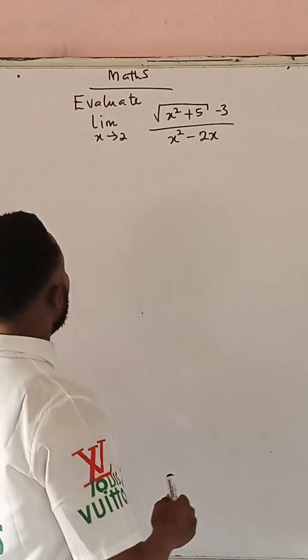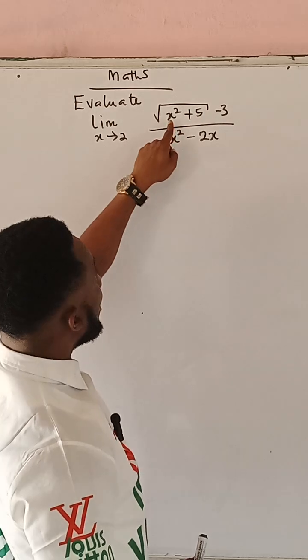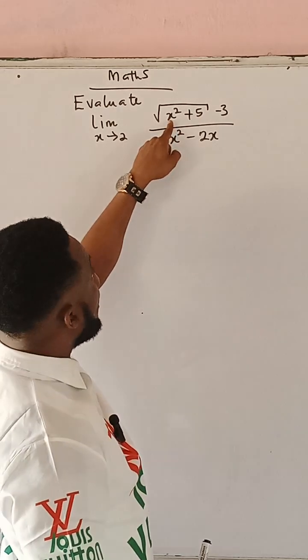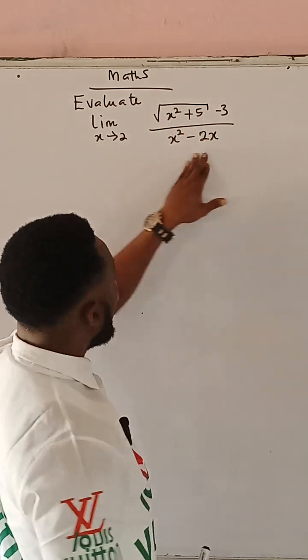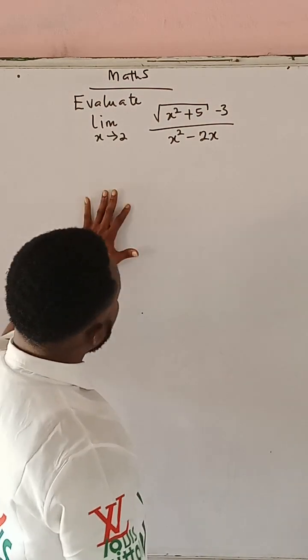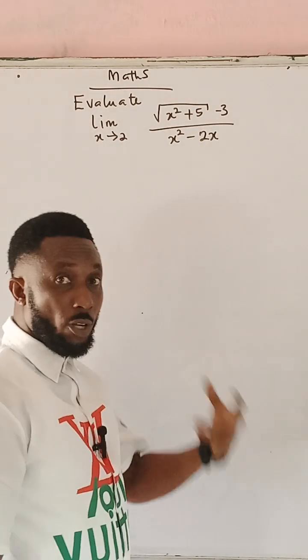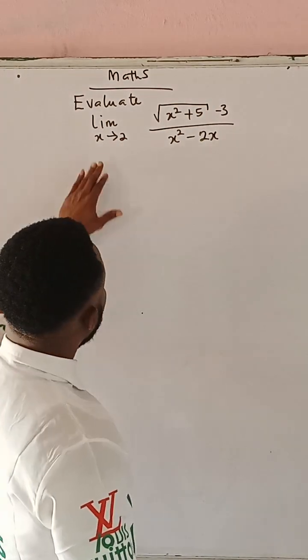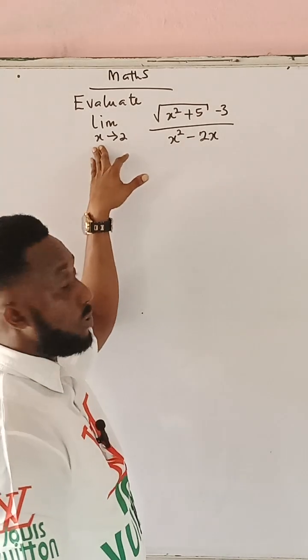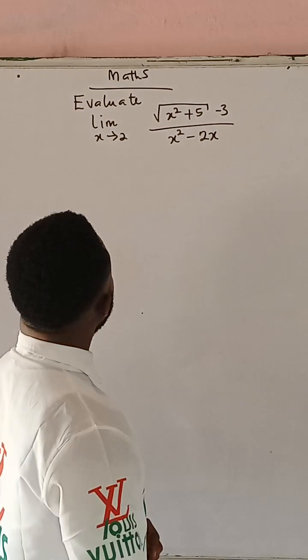We have to evaluate the limit of this function as x tends to 2, the square root of x squared plus 5 minus 3 divided by x squared minus 2x. Now, it is customary and traditional that if you have a function and you are evaluating the limit, we plug in the limiting value into the function to see how it behaves.